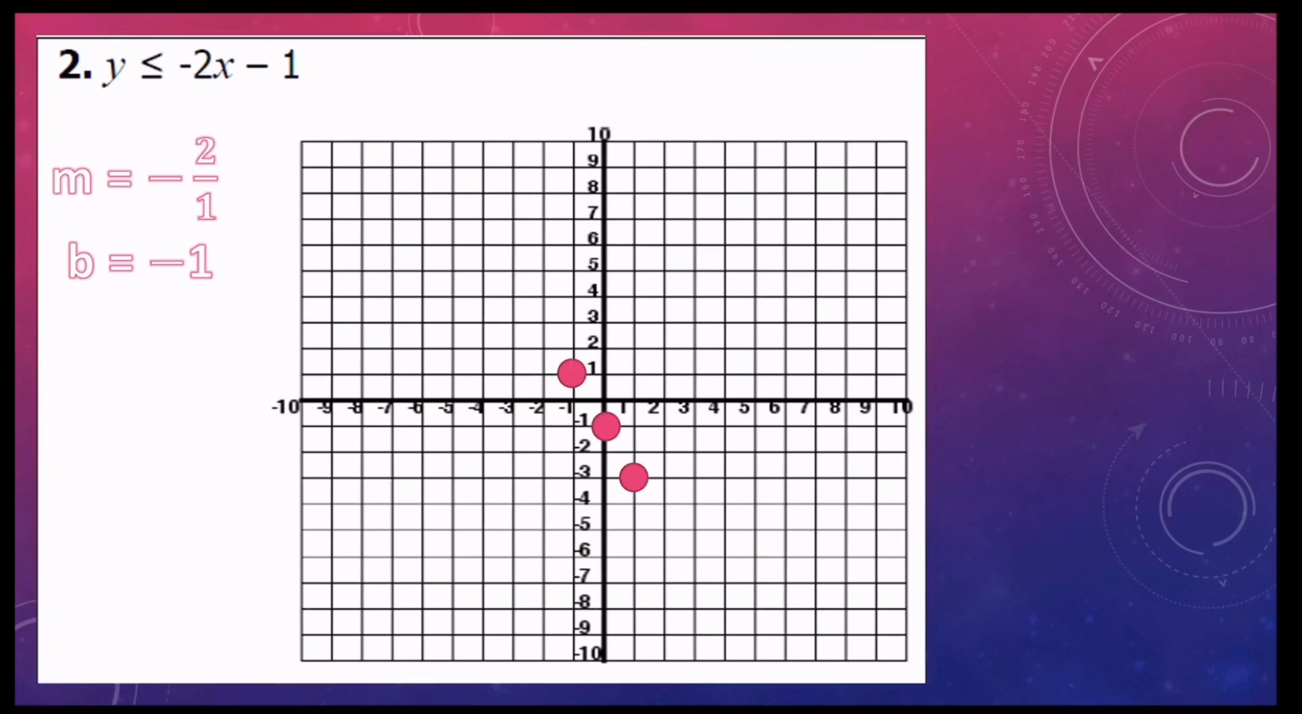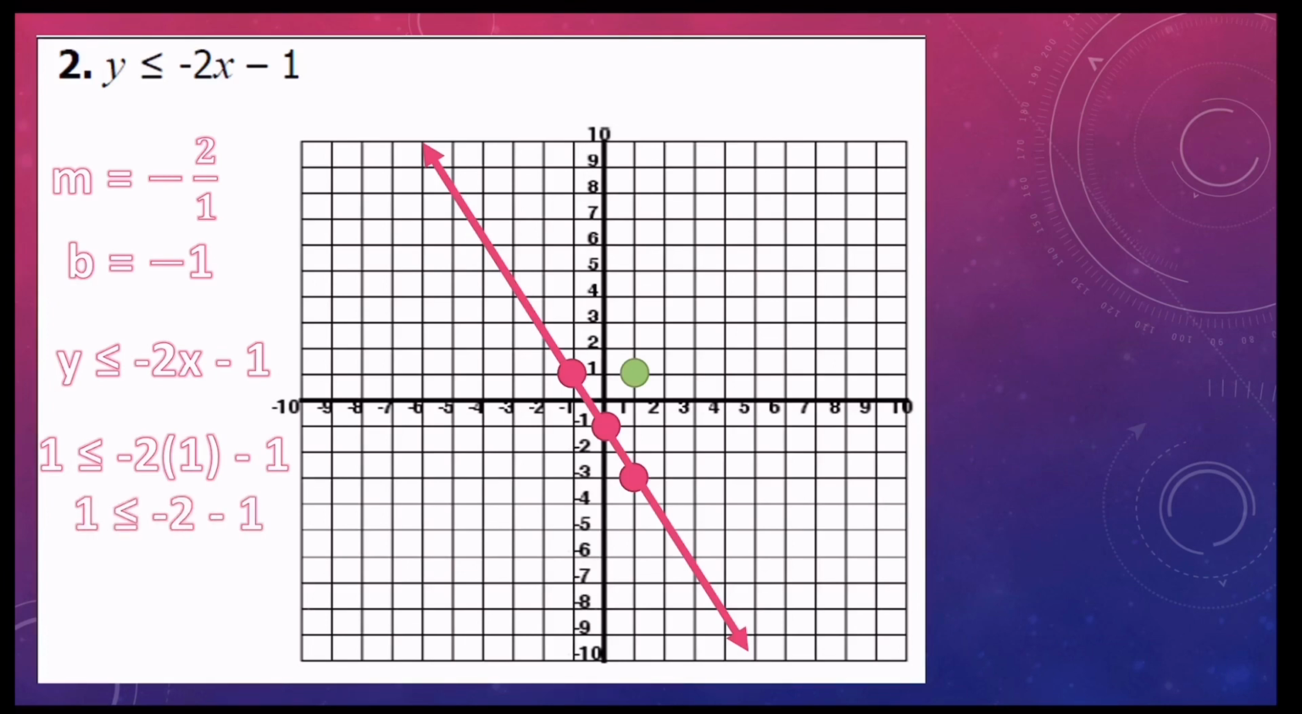When you look at your inequality symbol, there was the "or equal to," meaning your line is solid, meaning points on that line are possible solutions. So I'm going to take my initial inequality and pick a test point. I'm going to pick 1, 1 this time. I can do that.